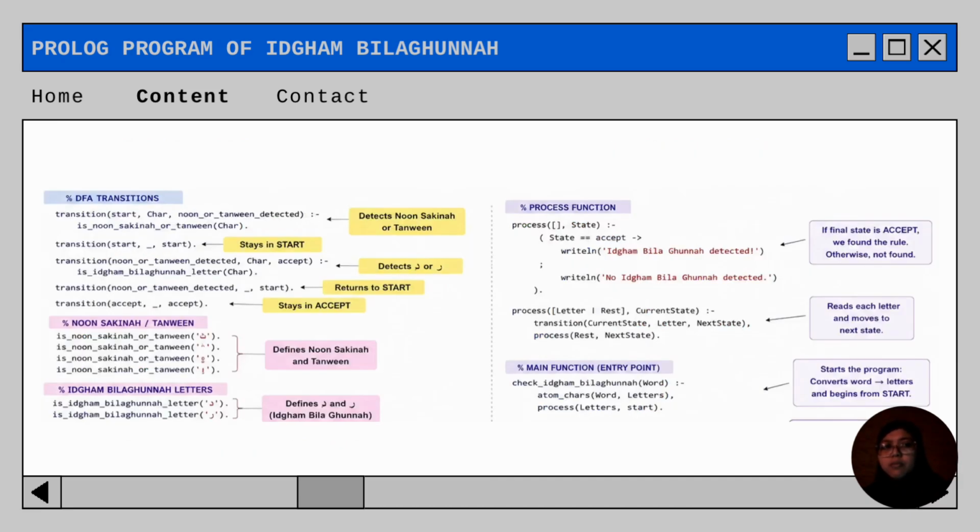So this is more detail on how the Prolog works for idgham bilaghunnah.